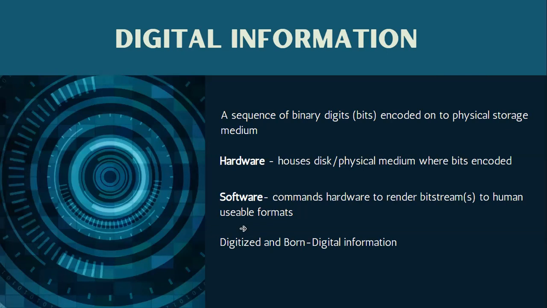So this disk is able to have bit streams physically marked on it and stored into what are called sectors. If you can see between two lines, those are, I'm pretty sure, representing sectors, and you're able to encode different bit streams into different sectors within the disk. So software, though, allows you to command your hardware to render or retrieve bit streams in order to make them human usable.